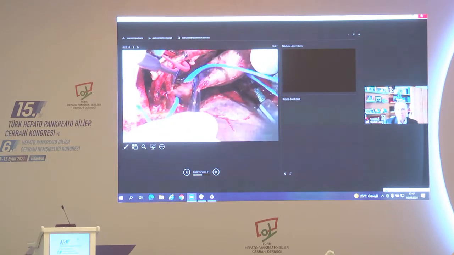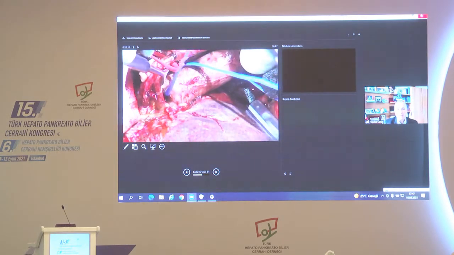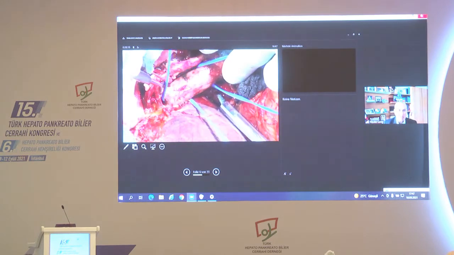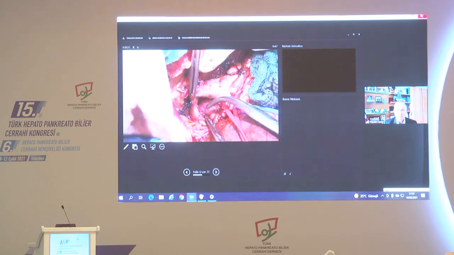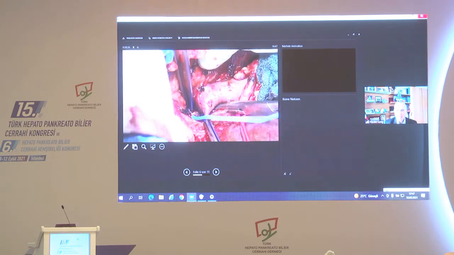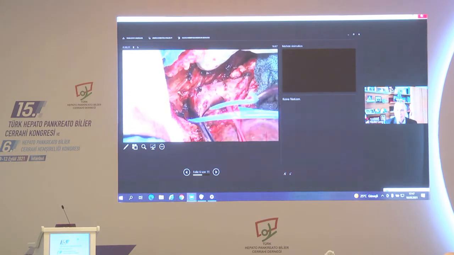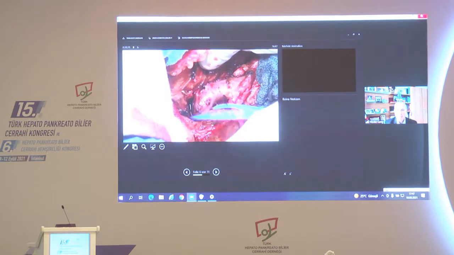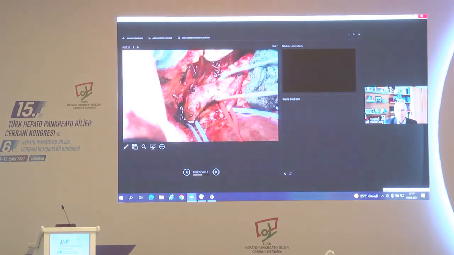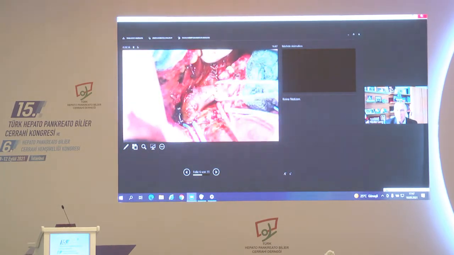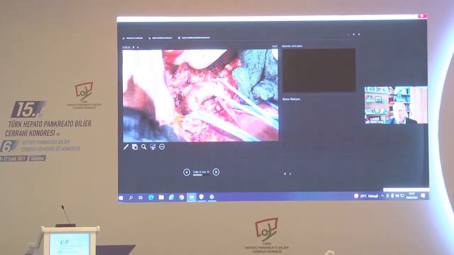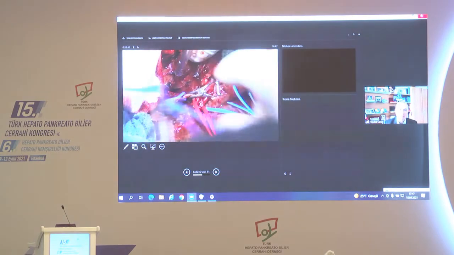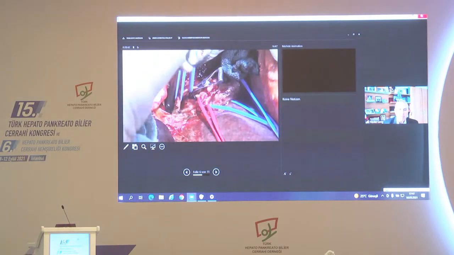Branch to the left, but also the main portal vein, and you will see soon also the posterior portal vein. So right is the portal vein, main portal vein, this is the left portal vein, and this here is the posterior. And then we took down the left portal vein.